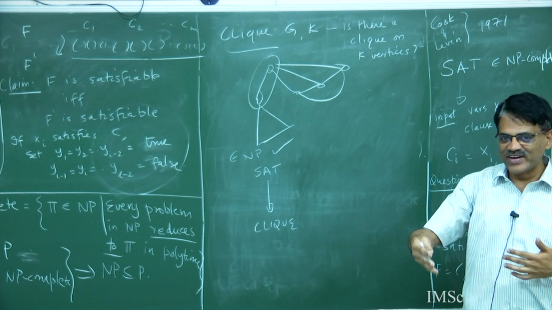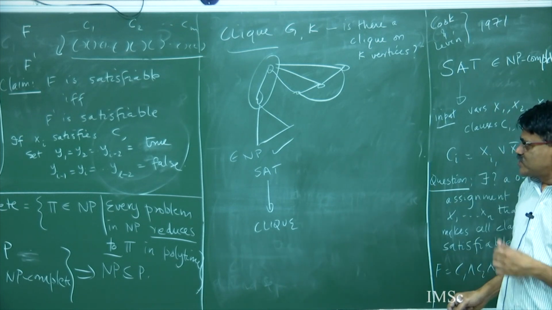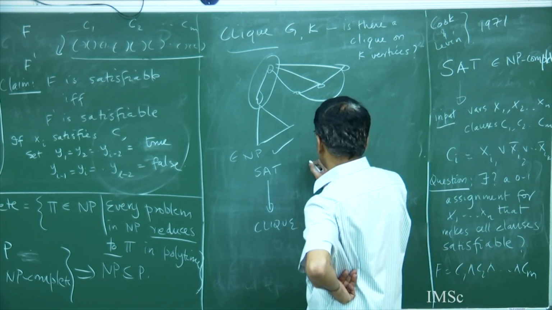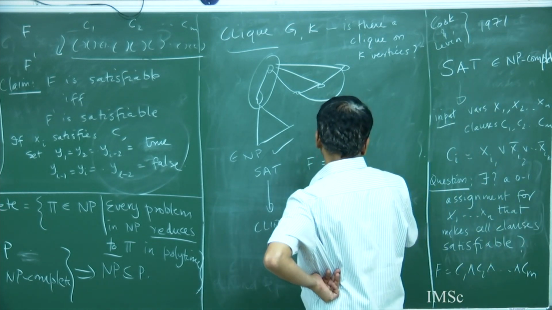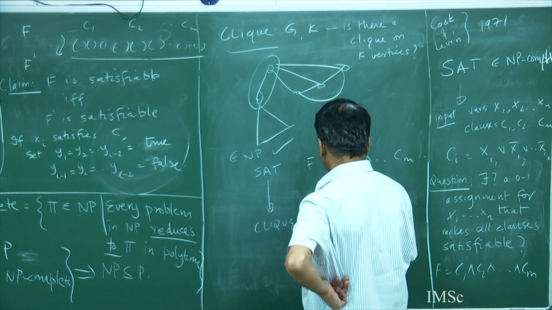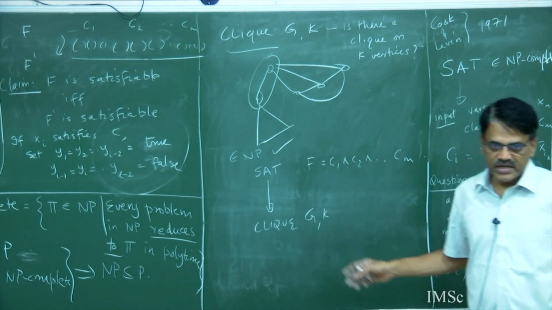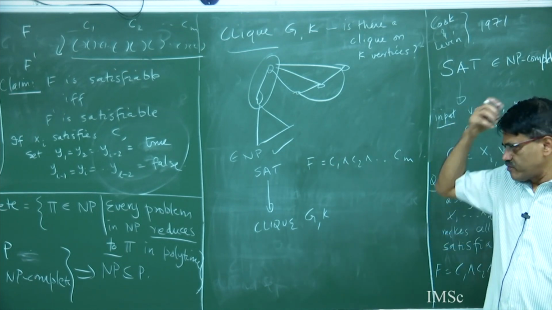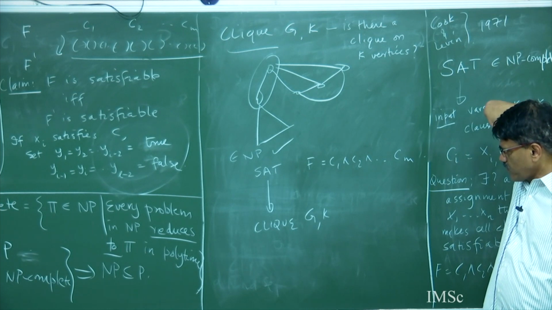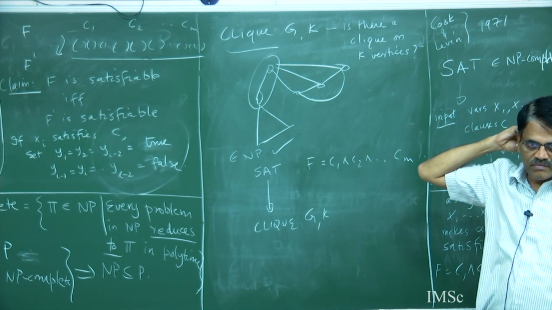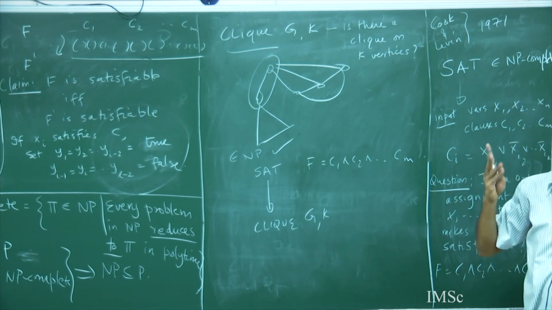Now I know the reduction, I'm going to try and explain it, but this should tell you what the parameters are. So here I have a formula f. Now I have to construct a graph and an integer k. Both are my choice and depend on f, it's a function of f. So what do you think k should be? It should be m.